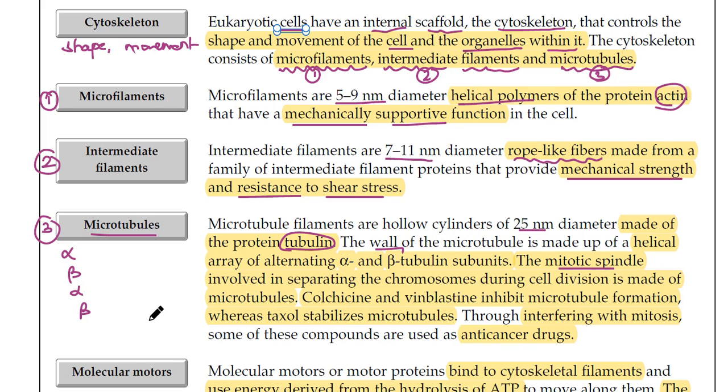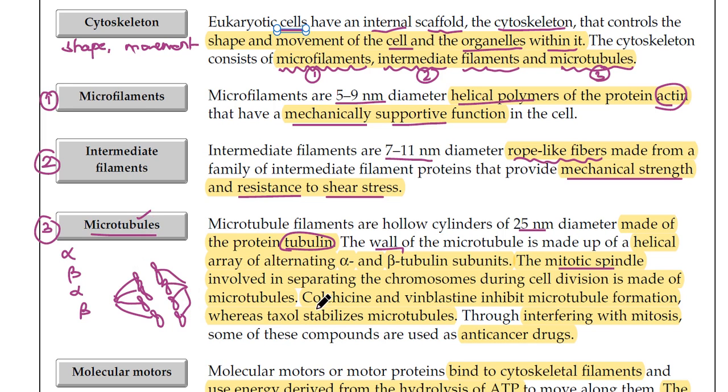If you remember cell division, the mitotic spindle is involved in separating the two chromosomes. What are these spindles made up of? These spindles are made up of microtubules. This thread-like structure which is involved in separating the chromosomes is made up of microtubules.